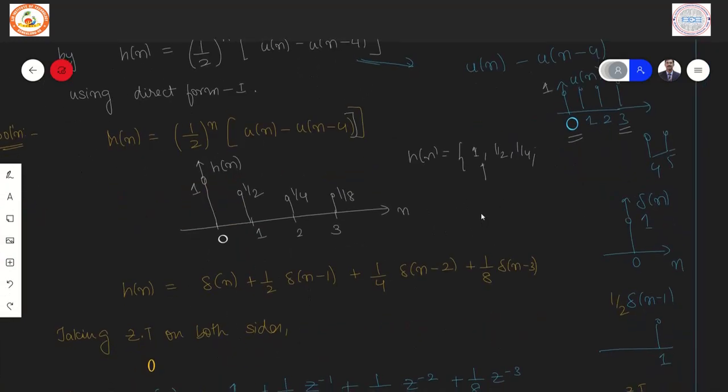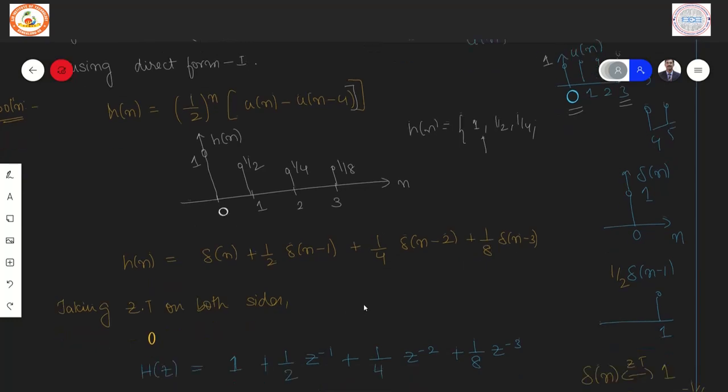Therefore, this sequence can be expressed by taking the help of impulses as follows. So we have delta of n, the first term, because the amplitude is 1 and it is present at n equal to 0. Next, a shifted impulse, delta of n minus 1, depicts this point. Its magnitude is 1 by 2, so we scale it by 1 by 2. Similarly, 1 by 4 at n equal to 2 and 1 by 8 at n equal to 3.